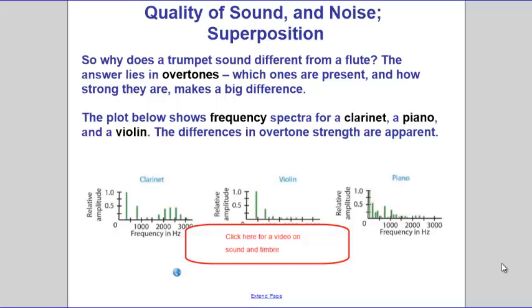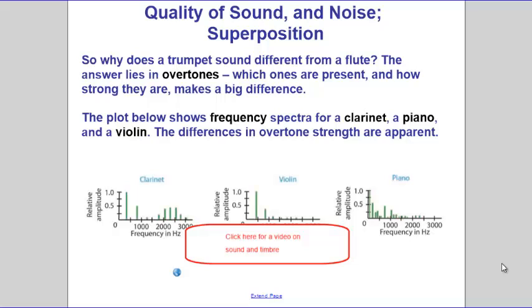Quality of sound, noise, and superposition. So why does a trumpet sound different than a flute? The answer lies in overtones, which are sometimes called harmonics. Which ones are present? How strong are they? This makes a big difference.